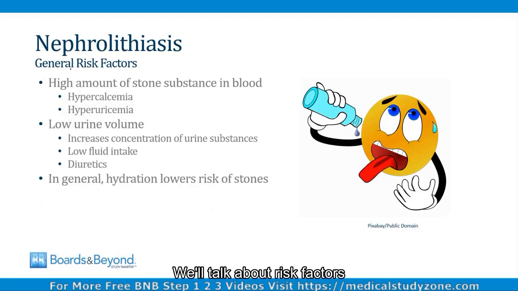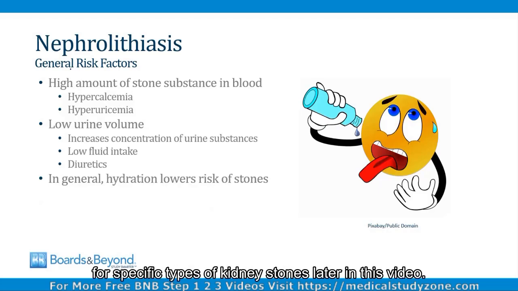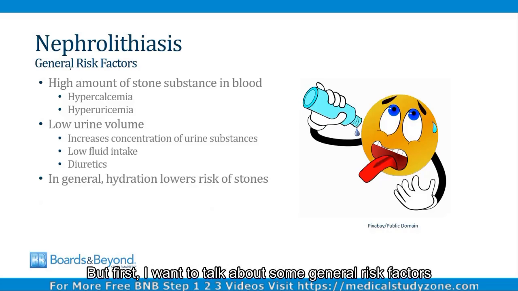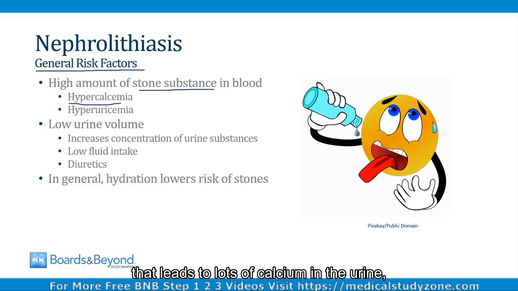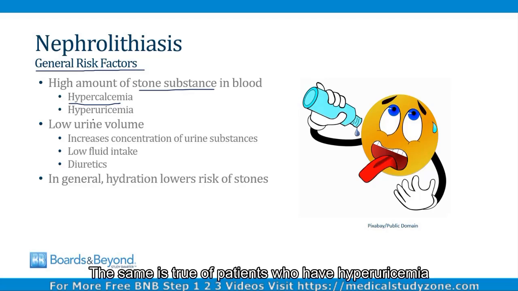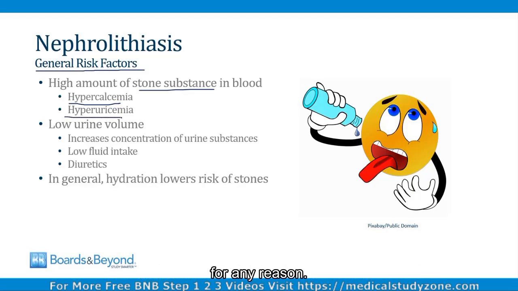We'll talk about risk factors for specific types of kidney stones later in this video, but first I want to talk about some general risk factors for all types of kidney stones. And the first one is a high amount of a stone substance in the blood. So patients with hypercalcemia have lots of calcium in the blood. That leads to lots of calcium in the urine, and that predisposes them to calcium stones. And hypercalcemia commonly leads to recurrent calcium kidney stones. The same is true of patients who have hyperuricemia for any reason. They commonly develop uric acid stones.